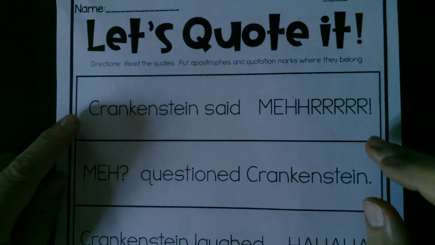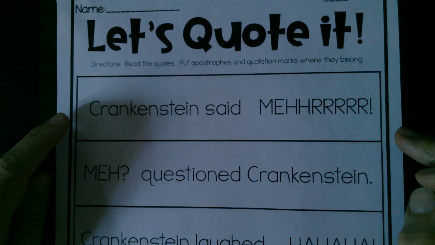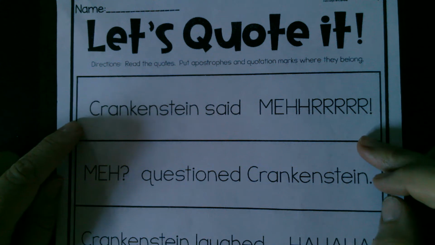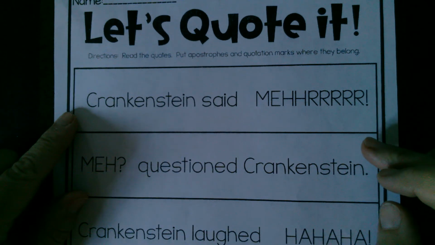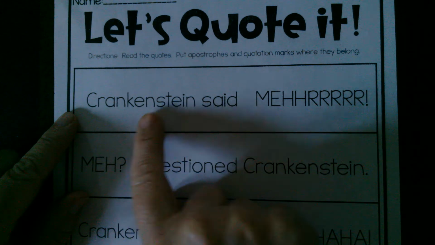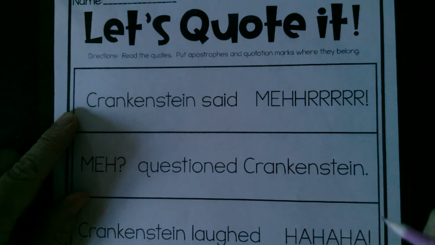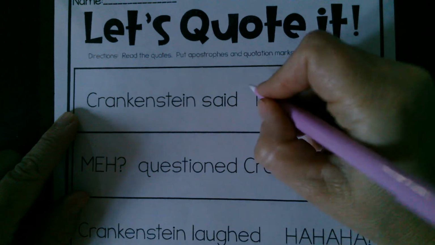So we're going to read these quotes and put in quotation marks and apostrophes where they belong. And sometimes we also need commas when we're doing quotation marks because you always set off the speaker by putting a comma before the quotation. So here it says, Crankenstein said, "Mrrr." So what did Crankenstein say? Mrrr. So that's where we're going to put our talking marks.